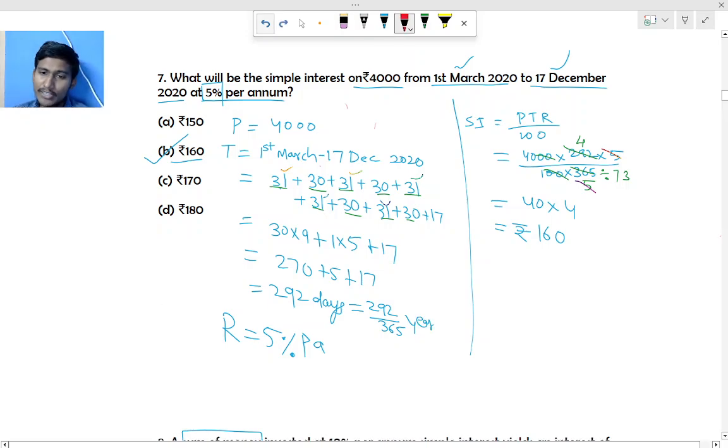73 4s are, I told it, right? 73 4s are. So here you write it in PTR by 100. So principal is how much? Principal is 4,000. Time is, just take it as 292 divided by 365, I have taken and divided it here. So 73 I have divided it. 73 4s are 292 and 73 5s is 365. So if you cancel that, then cancel the 5 and you will get the answer as 40 into 4, 160 is the interest. Understand?